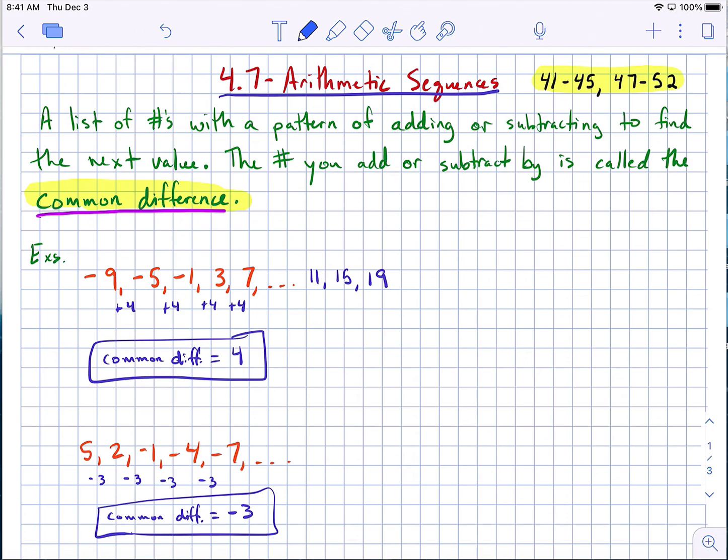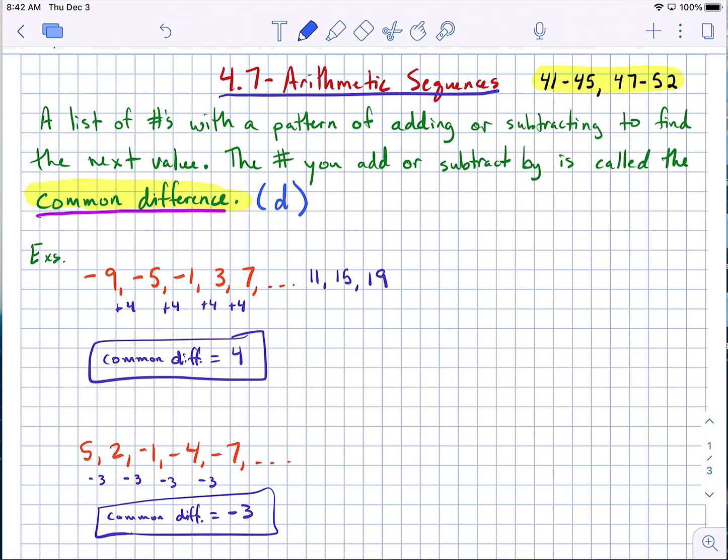We're still going to be talking about sequences here in 4.7. I want to remind you of a couple things. Remember, for arithmetic sequences, we are adding or subtracting to get to the next number. That number that we are adding or subtracting by is called the common difference. That is always represented by the variable d. Today we're going to look at how to write them.